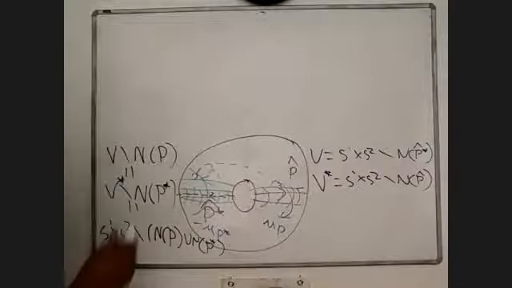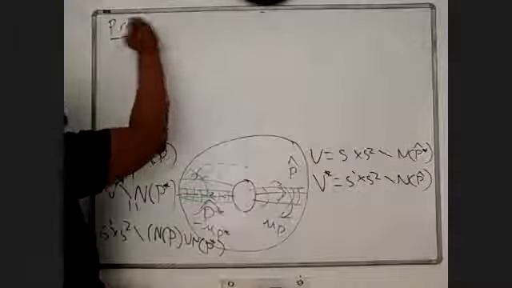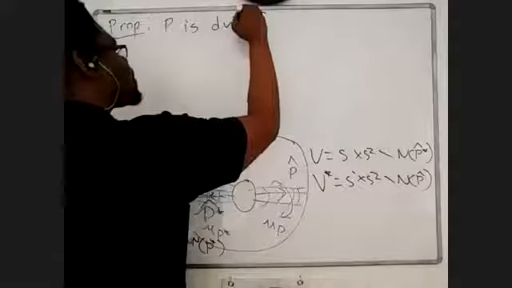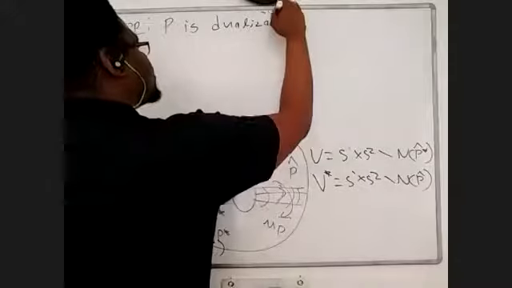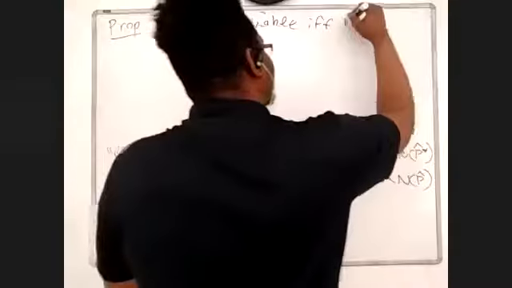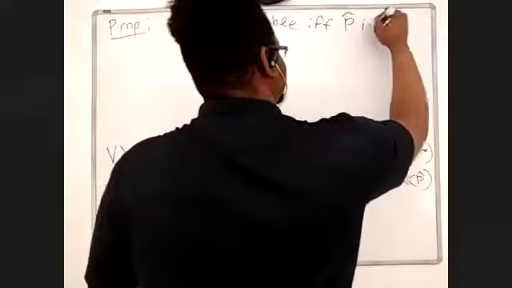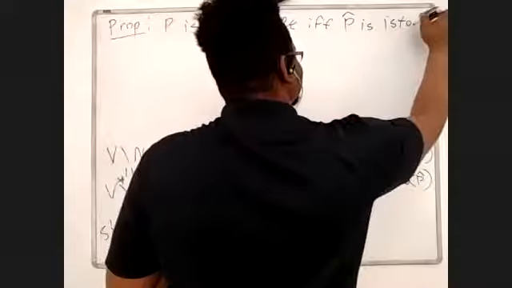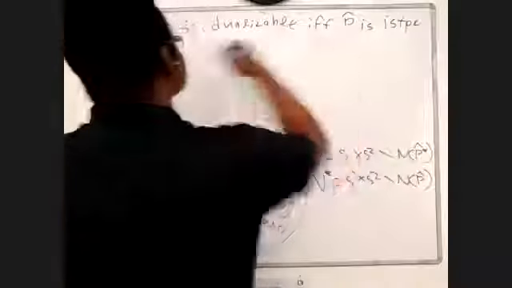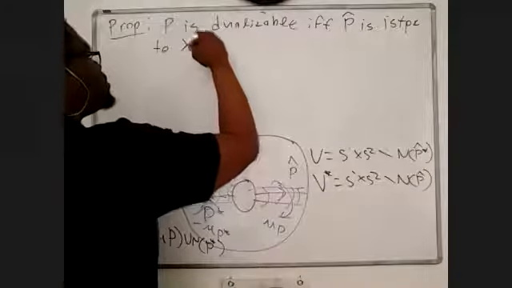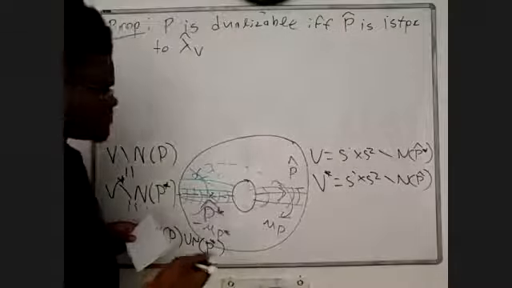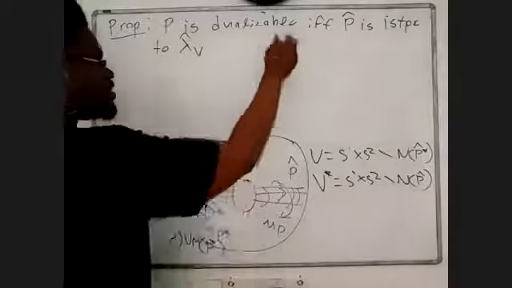So there are some benefits of working in S1 cross S2. Then we get this nice property. A pattern is dualizable if and only if that pattern in S1 cross S2 is isotopic to, I'll say, lambda V hat. So the idea is that, I'll draw a fresh picture.